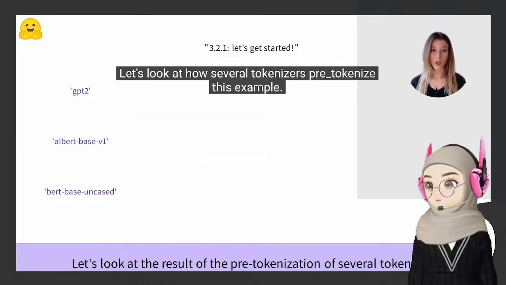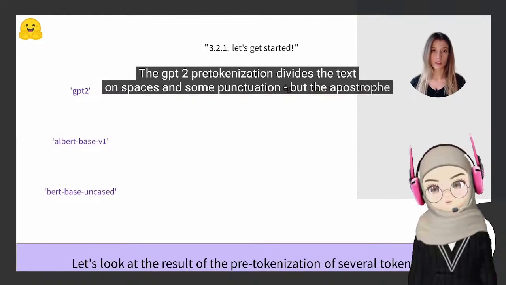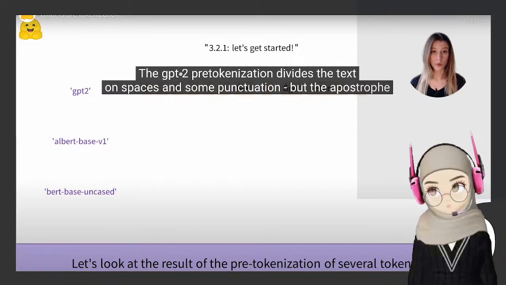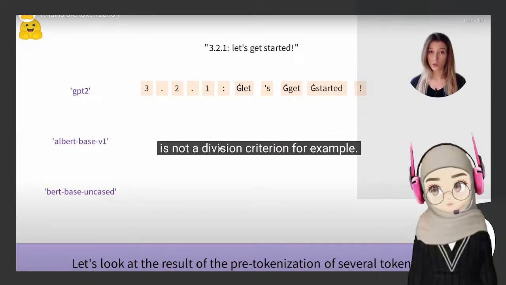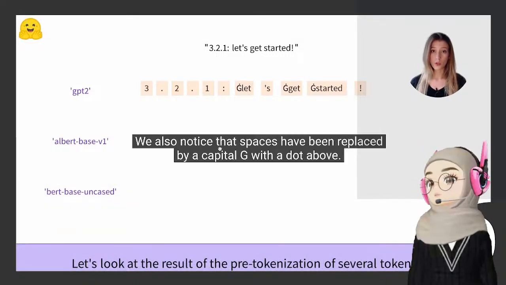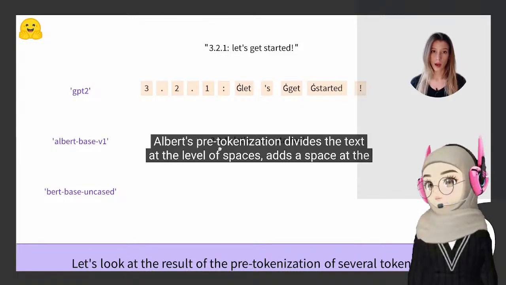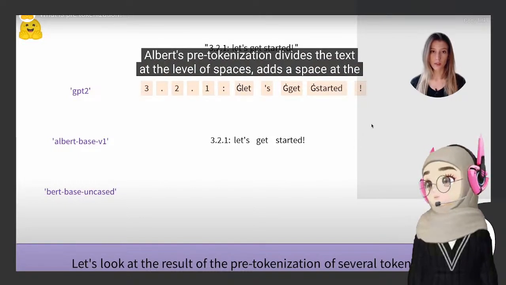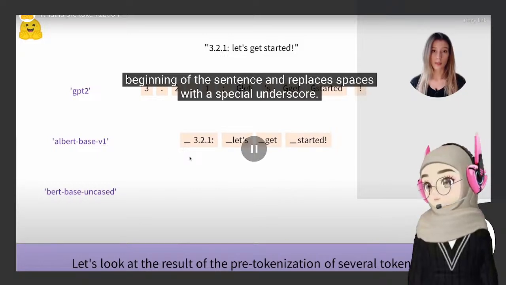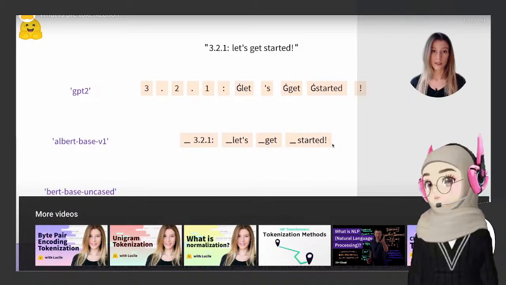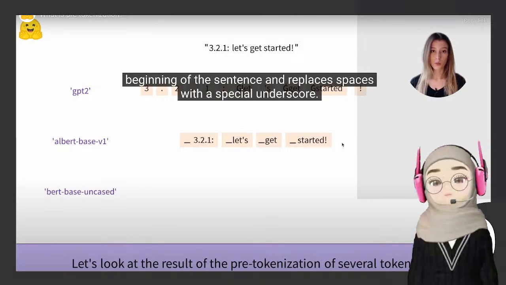Let's look at how several tokenizers pre-tokenize this example. The GPT-2 pre-tokenization divides the text on spaces and on some punctuation, but not on the apostrophe. We also notice that spaces have been replaced by a capital G with a dot above. ALBERT's pre-tokenization divides the text at the level of spaces, adds a space at the beginning of the sentence, and replaces these spaces with a special underscore.